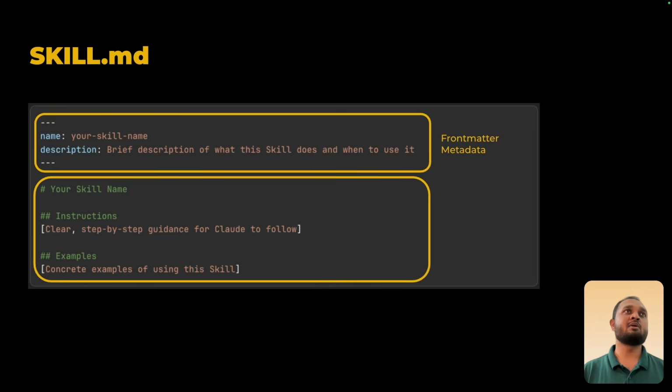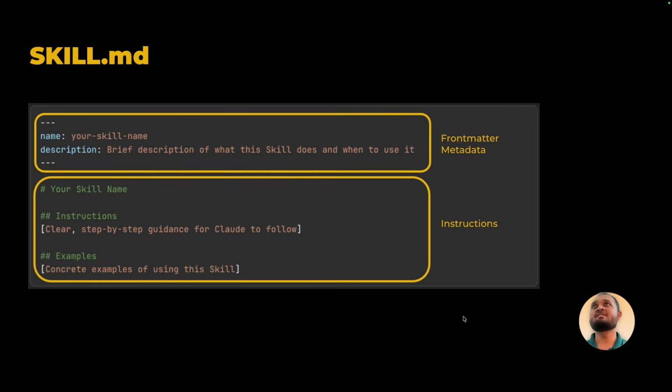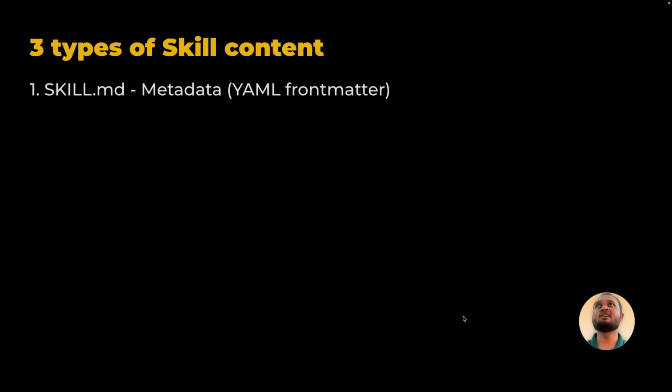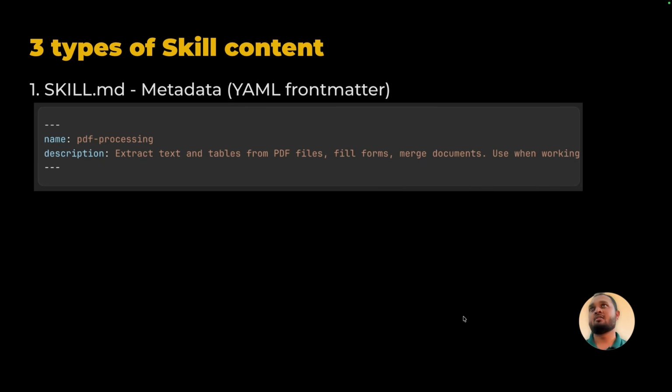Now comes the second part. In this section, you will put all your instructions, whichever you want to add, and this section we call instructions. Now let's take the example of a PDF processing skill.md file and see the three major types of skill content. Number one is skill.md metadata, which is YAML front matter, which we just saw. This is how it will look. Name: PDF processing. Description: extract text and tables from PDF files, fill forms, merge documents, use when working with PDFs. Sorry, it got cut off.